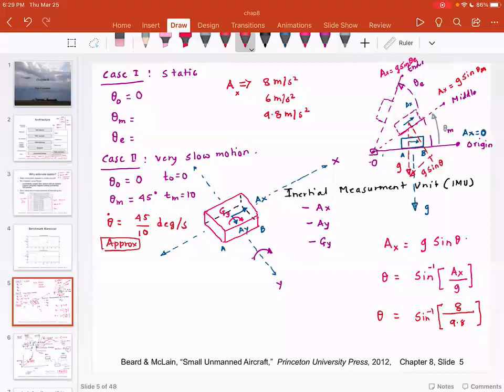I can repeat the same procedure. I can go to theta end, and if theta end is say 70 degrees and TE is equal to 20, I can find out theta dot as 70 minus 45 divided by 20 minus 10, and that gives me degrees per second. Do you agree with me? Any questions here?